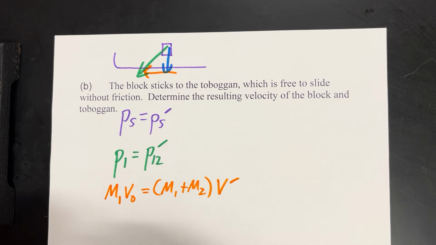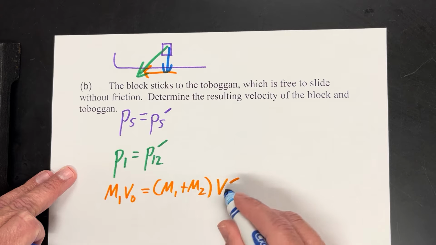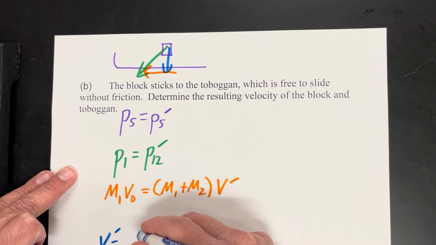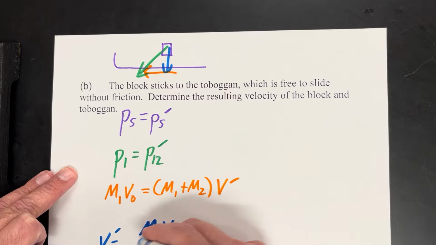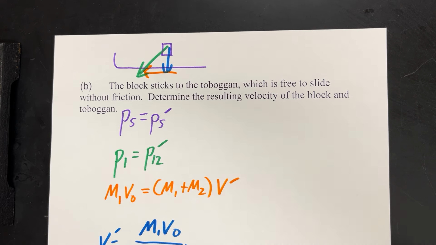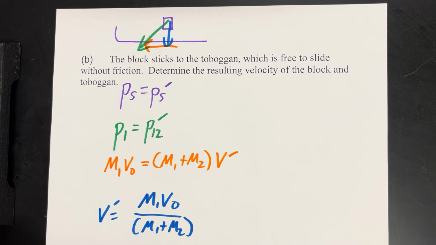And so then last step here is we just solve for our velocity afterwards by dividing this whole term to the other side. So we get m1 times v0 over m1 plus m2. And that is it for this one. Whoops, sorry, hold on. Look, there it is. I scooched it out of the screen. So there's the final answer.